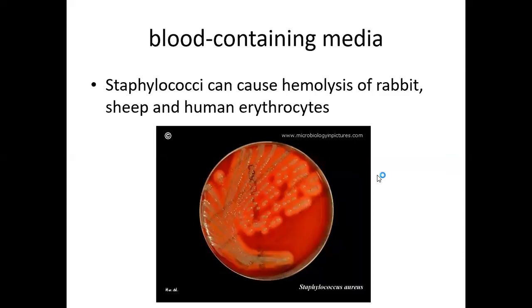And also on the blood containing media, Staphylococcus aureus grows with hemolysis because it destroys erythrocytes. Other Staphylococci cannot destroy erythrocytes. Only Staphylococcus aureus and Staphylococcus haemolyticus, two species of Staphylococci, can destroy erythrocytes and cause hemolysis on the blood containing media.